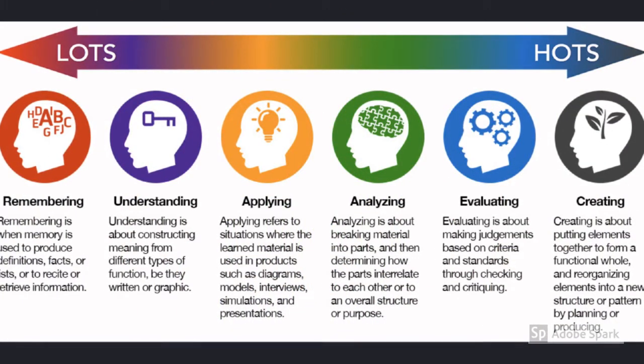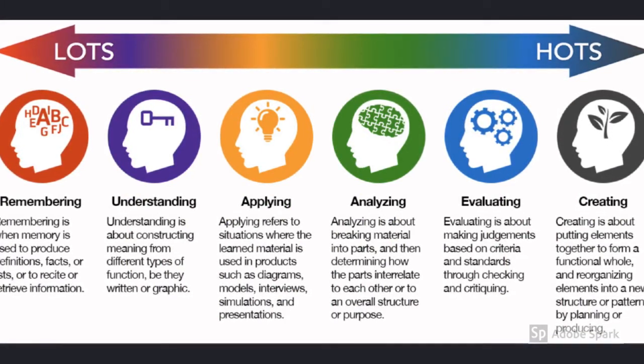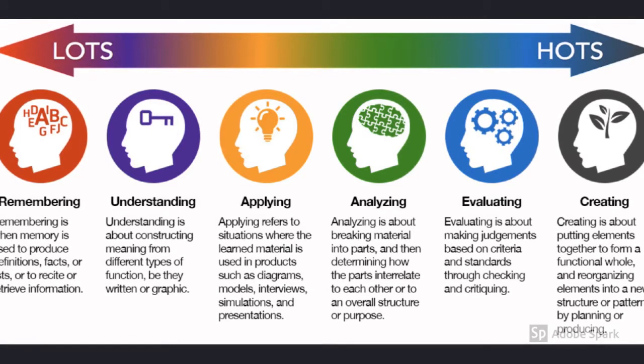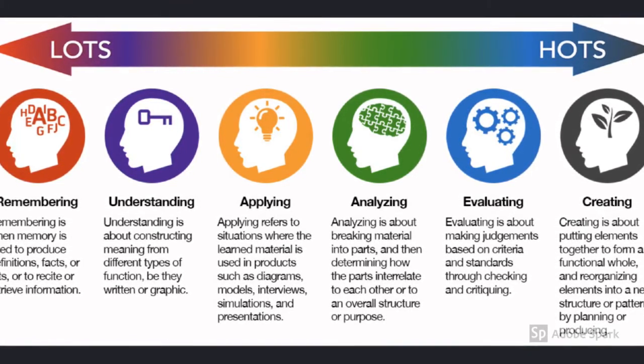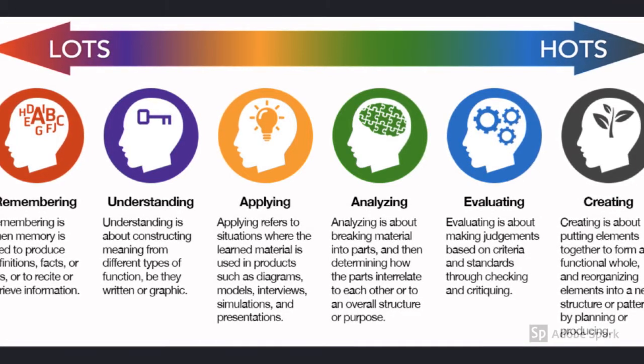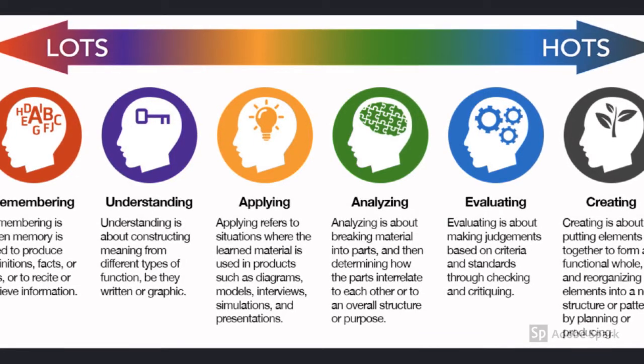In this version, lower order thinking skills are on the left side of the continuum, while higher order thinking skills are seen on the right. In higher education, for example, there's a strong focus on cultivating higher order thinking skills, like analysis, evaluation, and creation. As a graduate student, you've had more practice thinking critically about the concepts you're studying when compared to an undergraduate.